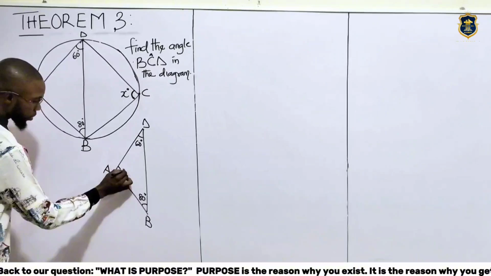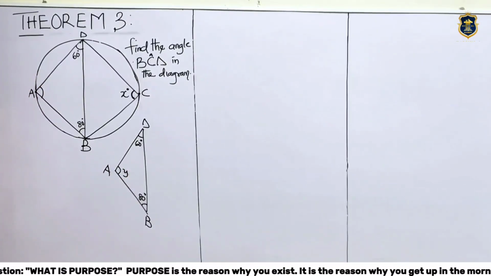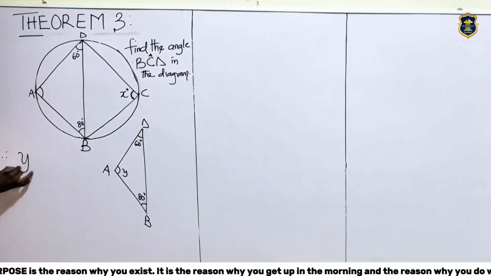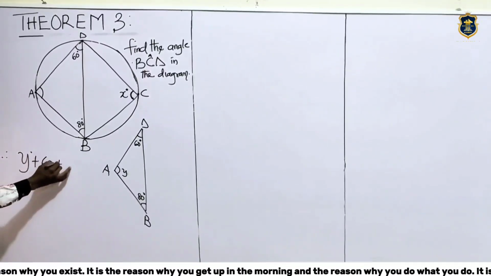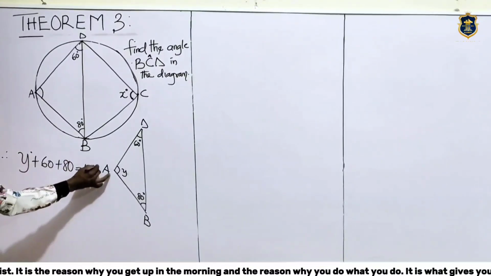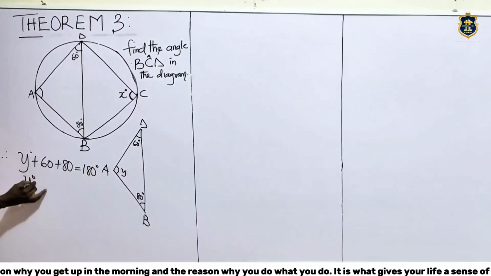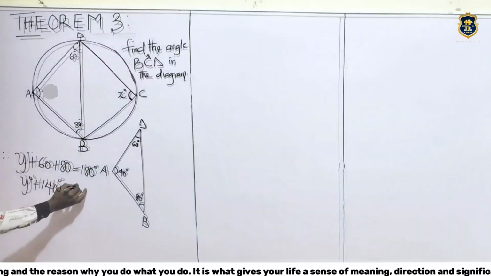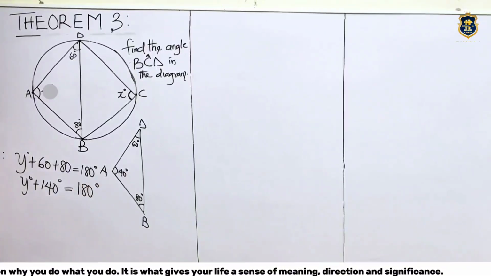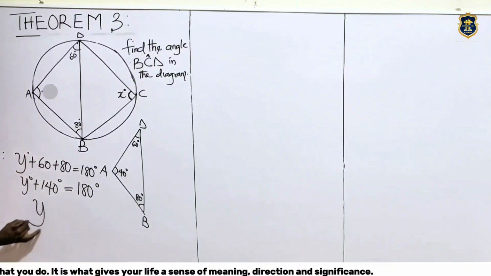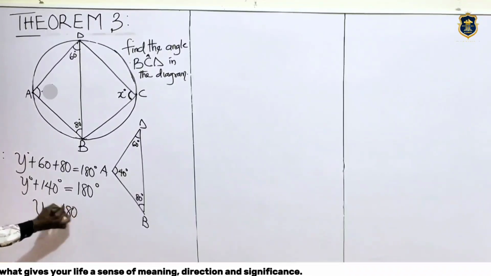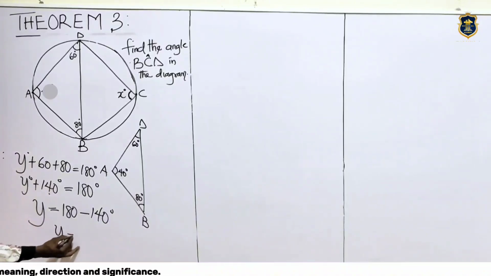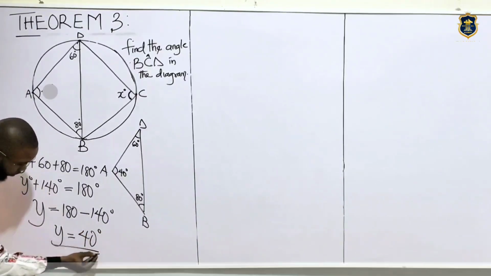Let's just call this angle Y. So how do we find the angle Y? We have to add the 3 angles, right? So we can say Y degrees plus 60 plus 80 is equal to 180 degrees. In doing that, Y plus 140 degrees equals 180 degrees, since 60 plus 80 gives us 140. Now we collect like terms, right? So Y becomes 180, because this is plus 140, becomes minus 140 here. Therefore our Y becomes 40 degrees. That's the value for Y, right?